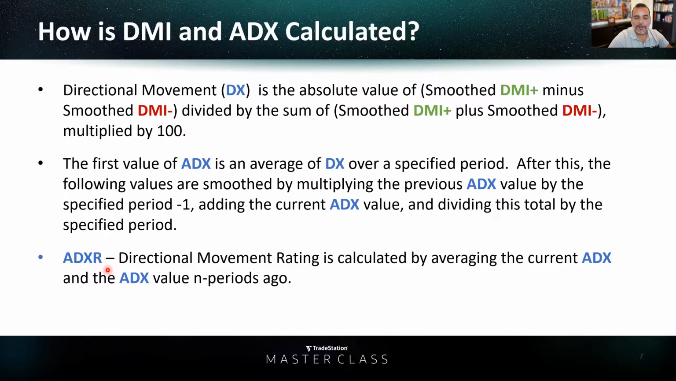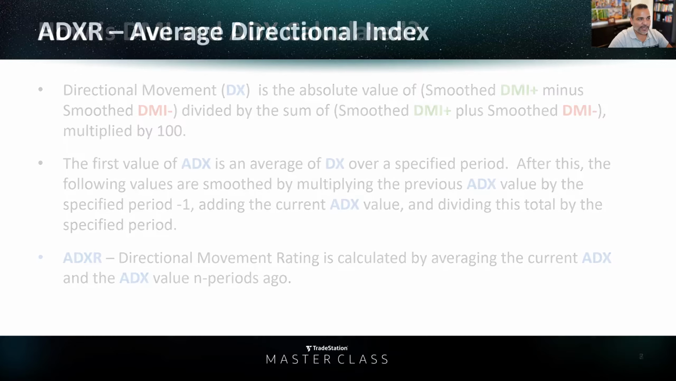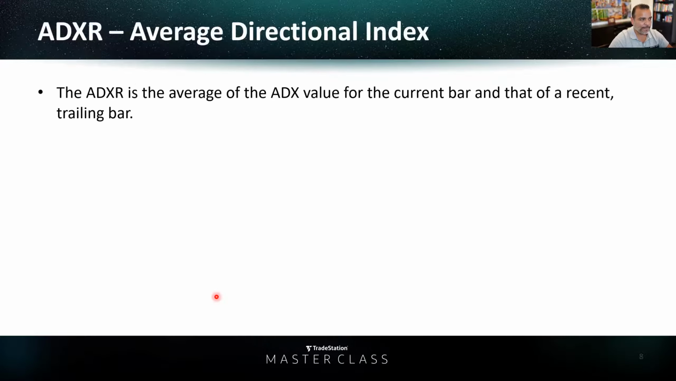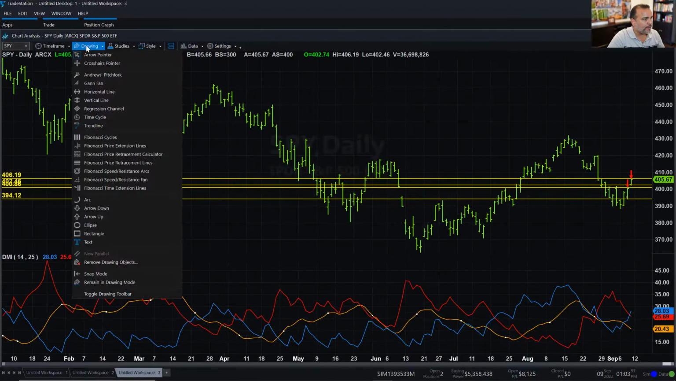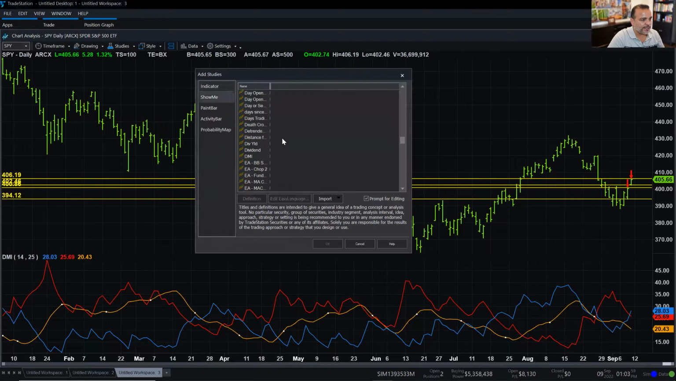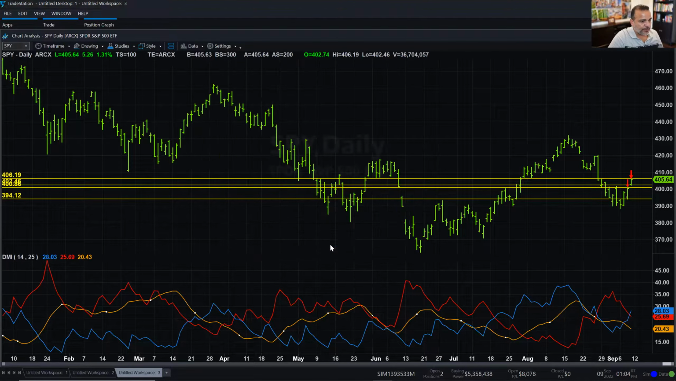The ADXR is just the smoothing of the ADX value over a certain number of bars ago. What is this all telling us? Well, let's take a look. If I come over here and I put in the other studies, let me go to studies, add studies. We already saw that the ADX was very similar to the DMI.